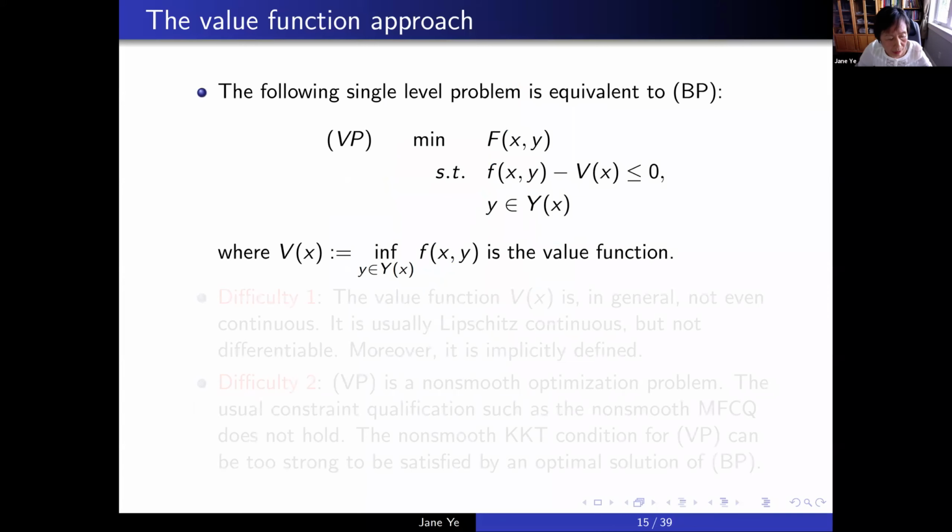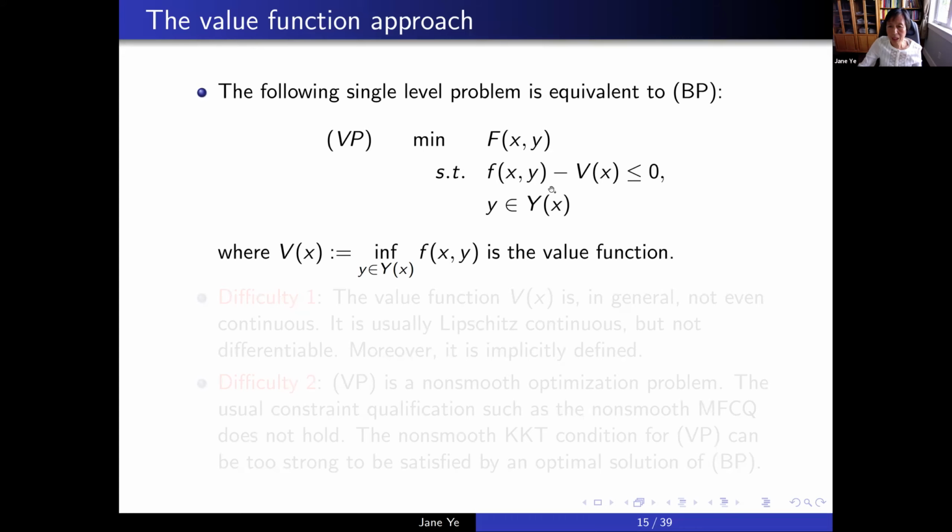Okay, so how do we solve this problem? We can use the value function approach. Here, instead of the original problem, we say that y is a solution of the lower level problem. So now we let V(x) be the optimal value of the lower level, and say that the objective of the lower level must actually equal this. This means equal because it's always greater or equal to 0.